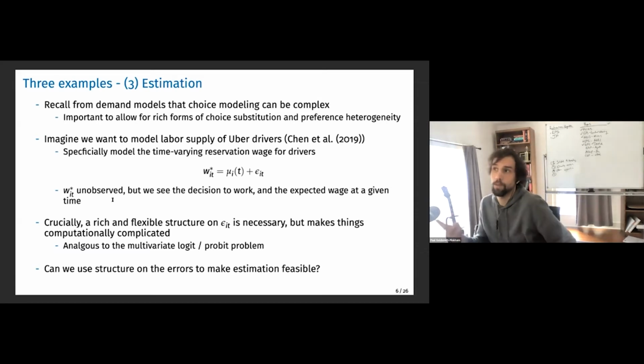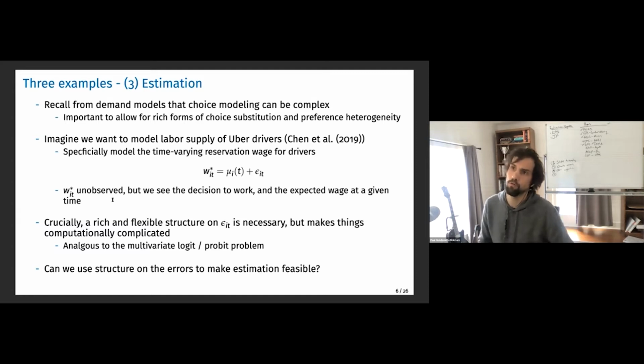So in this paper by Chen and co-authors, Chen, Chevalier, Rossi, and I'm blanking on the fourth co-author who is at Uber. Their underlying idea is that they want to model the labor supply decisions of Uber drivers. And so they model the underlying reservation wage for drivers, as a function of time and individuals.